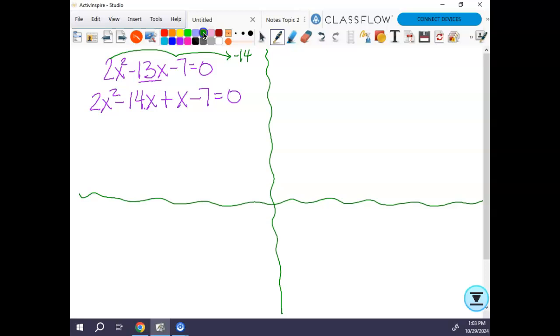So then I'm going to factor by grouping. I'm going to group these two together and these two together. Out of these two, what can I factor out? 2x. Okay, that leaves me with x minus 7. Now out of these two, I don't have a GCF. And so normally we would say, well, we can't factor anything out. But in order to do this, you have to factor something out. So that would be a positive 1. And then that leaves me with x minus 7.